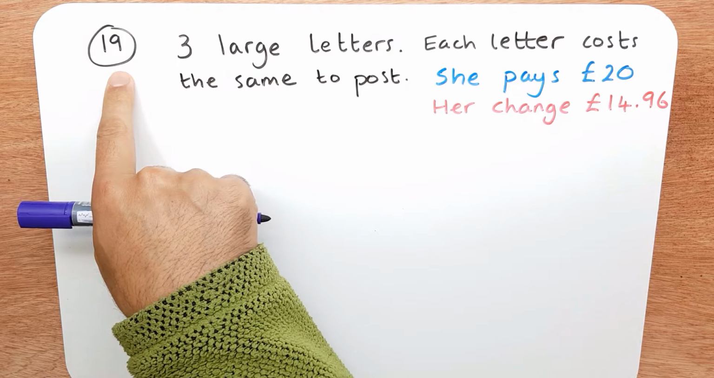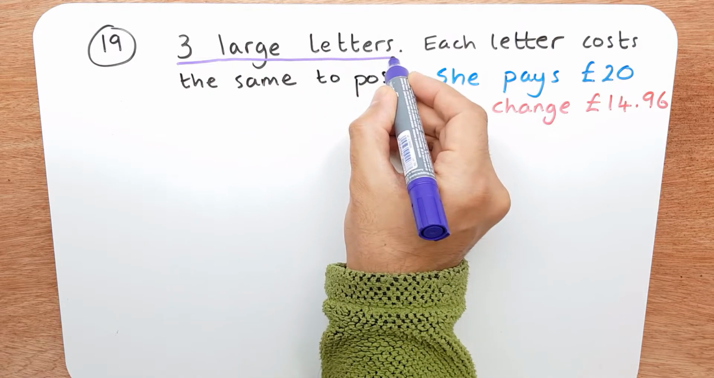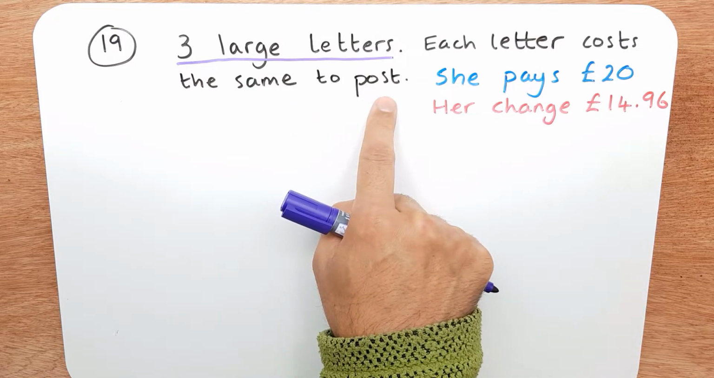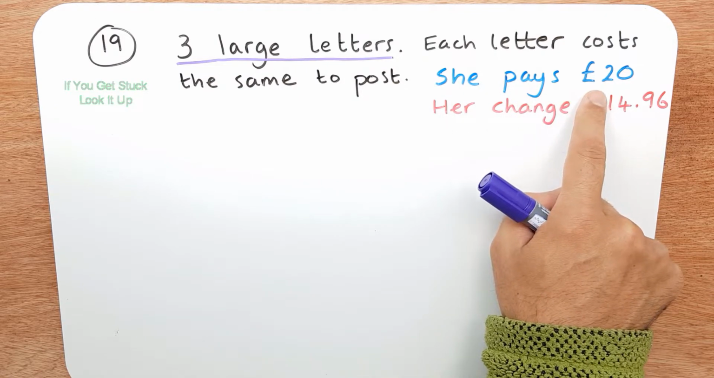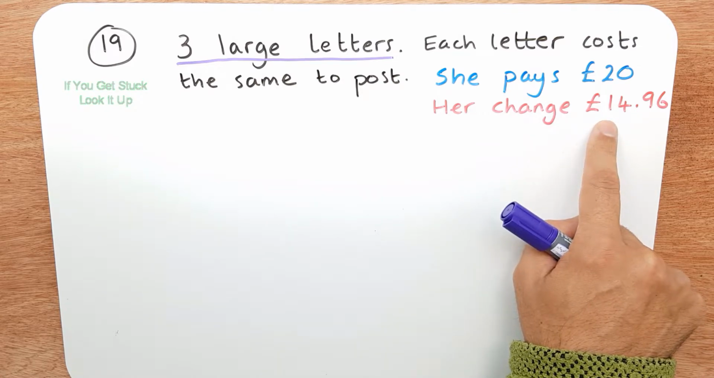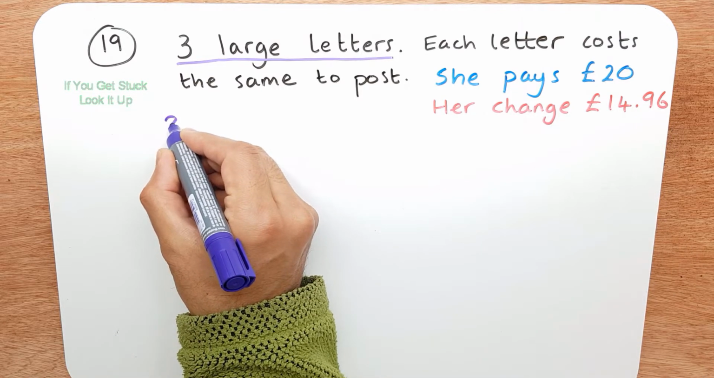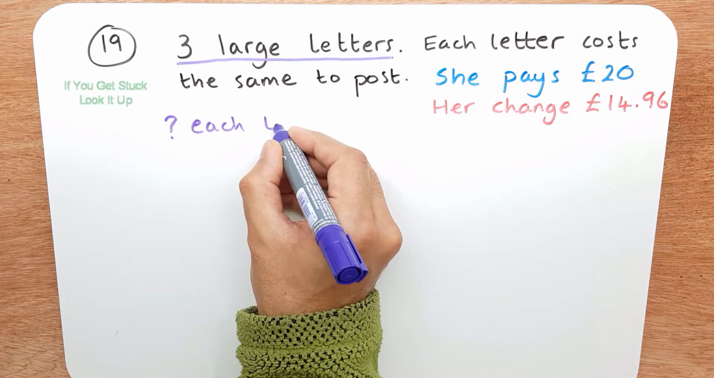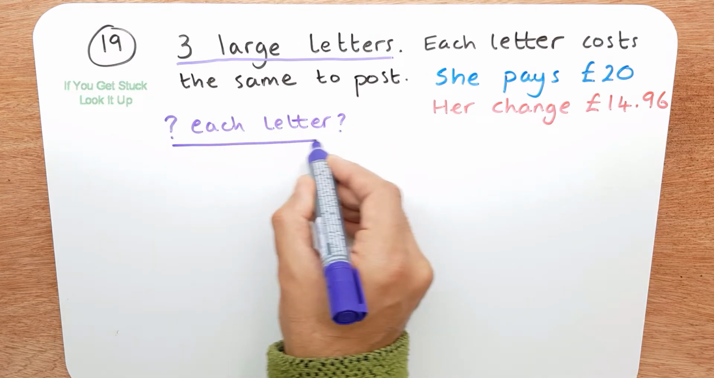In question 19, we're given Amina posts 3 large letters and each letter costs the same to post. So they're all equal postage. Now, she pays with a £20 note and her change is £14.96. And we need to work out what is the postage for each letter. That is our question we need to answer.